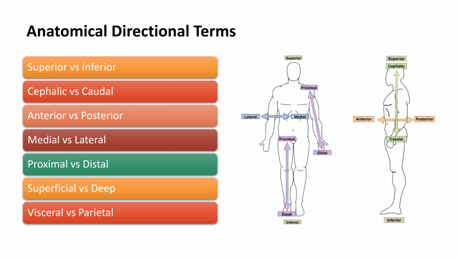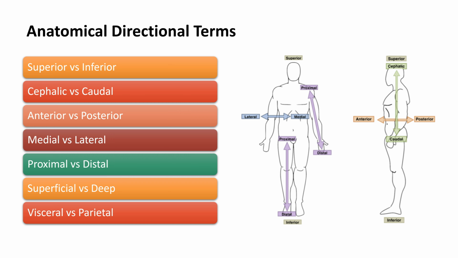Anterior versus posterior. So your anterior is going to be towards the front of the body. Your posterior is towards the rear of the body. Medial versus lateral. So medial is going to be towards the center of your body, towards that midline of your body, that sagittal plane. And then lateral is going to be to the outside of the body.